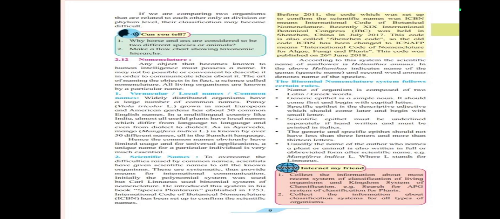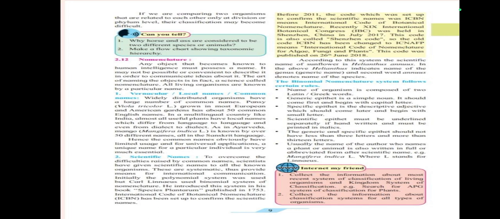Nomenclature. Any object that becomes known to human intelligence must possess a name. It may not be possible or convenient to describe it in order to communicate ideas about it. The art of naming the objects is in fact the science called nomenclature. All living organisms are known by a particular name.